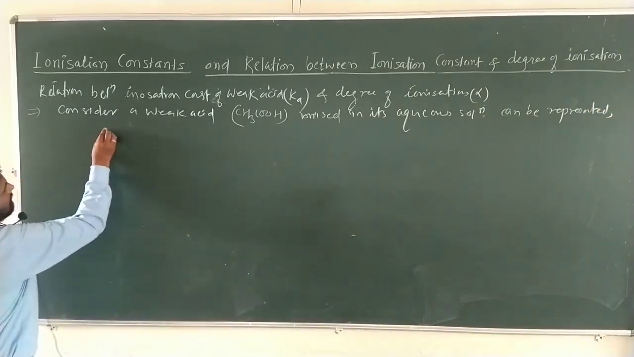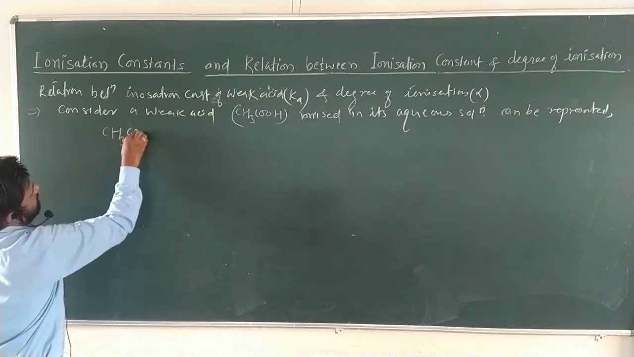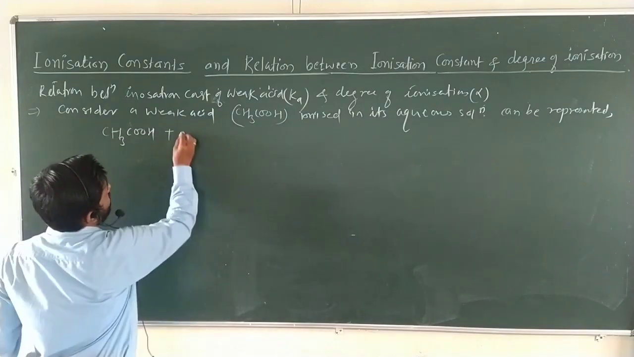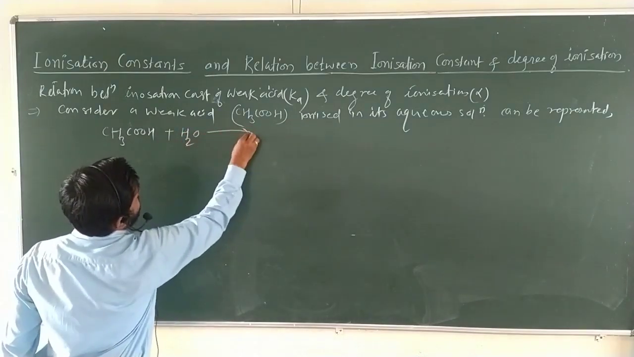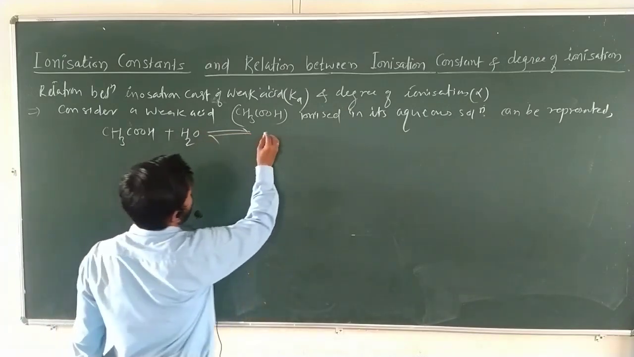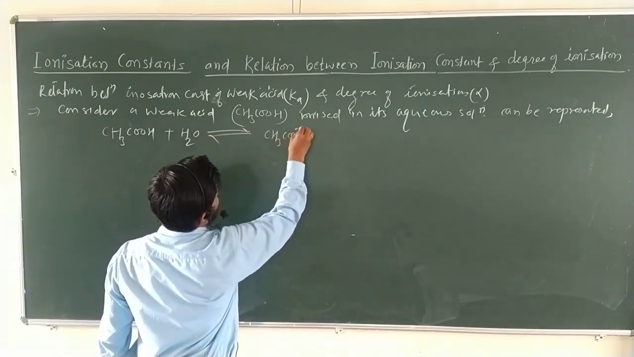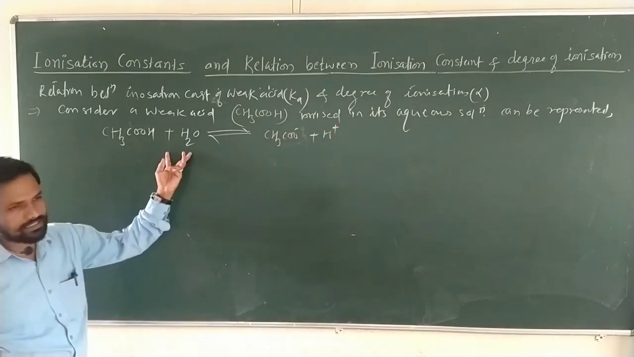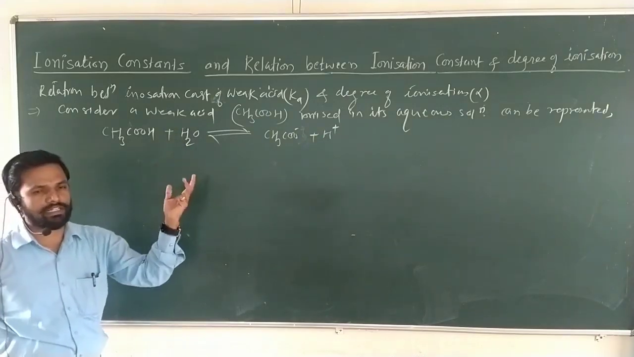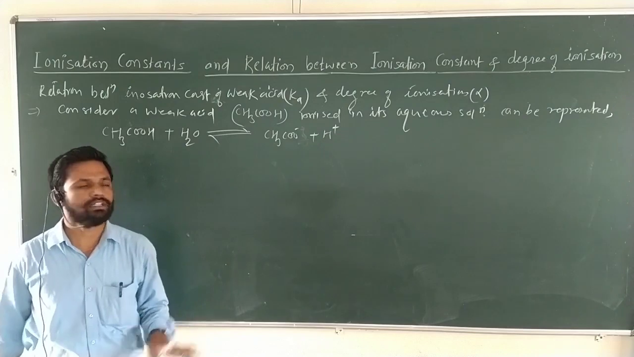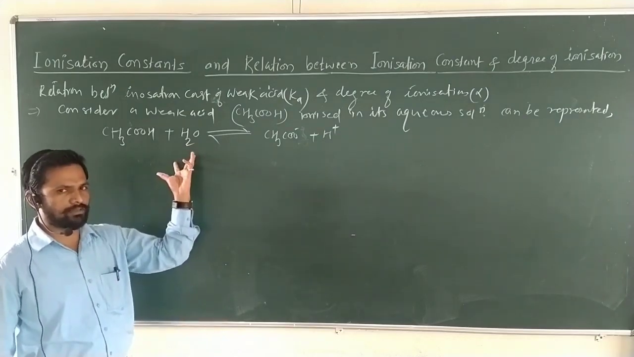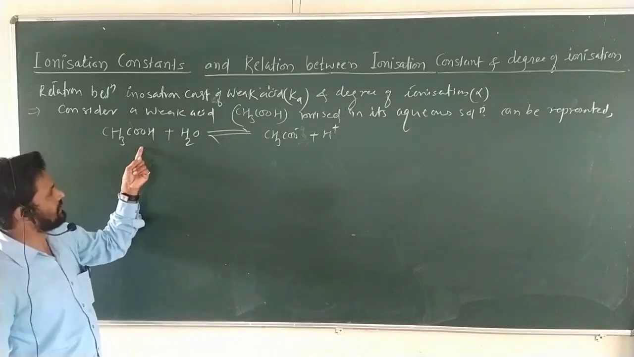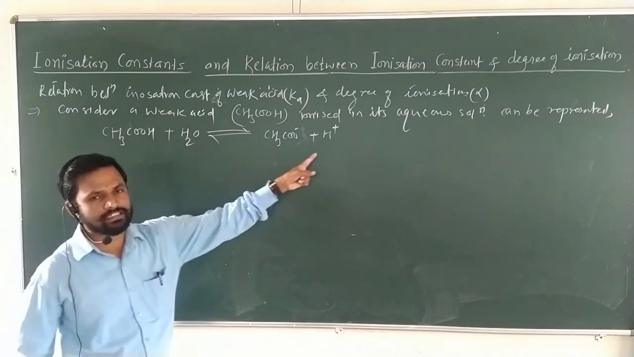Now see here, CH3COOH, which is a weak acid, plus water, how it is ionized into CH3COO negative plus H plus. Here this is nothing but what we already studied in the previous example, the ionization constant of a weak acid. In the previous ionization constant topic we took a general example, which one? HA. Here HA is nothing but the acetic acid. Here it is the acetic acid which is dissociated.